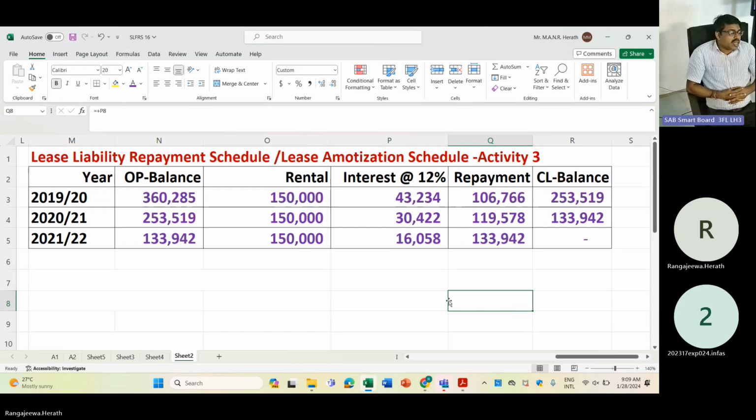Same schedule you can have even for a loan, right? Opening balance, make another loan amortization. Right? Lease liability balance again, rental එක ගෙවනකොට ඒක ඇතුළේ තියෙන interest එක අයින් කරගන්න. Interest එක opening balance into 12%. Then you can find the repayment. So from the opening balance, deduct the repayment, you can have the closing balance.